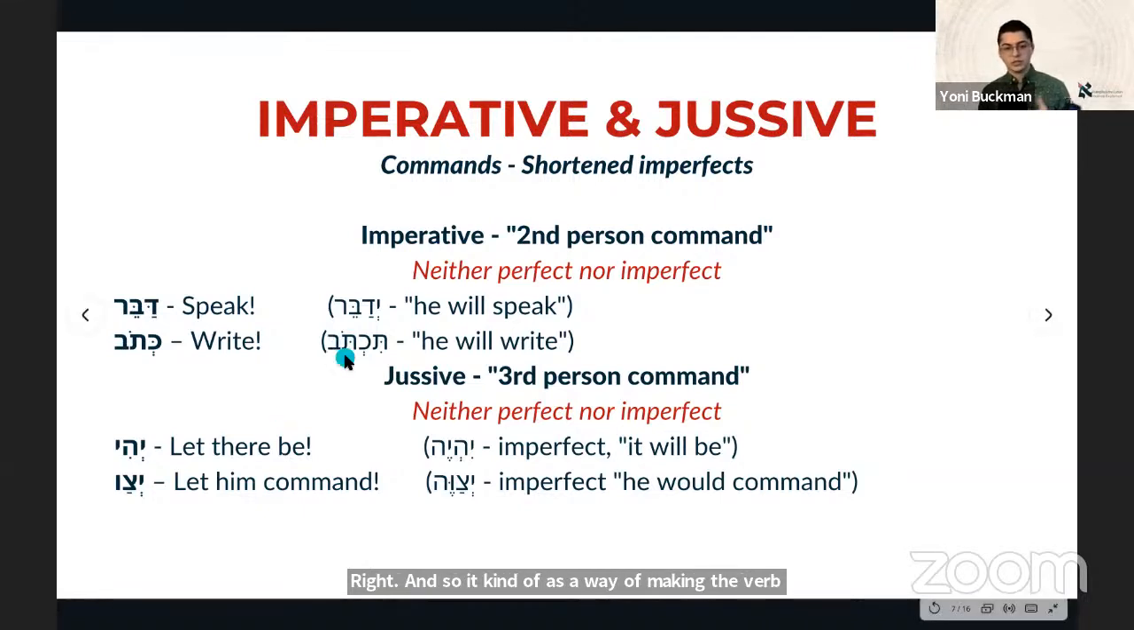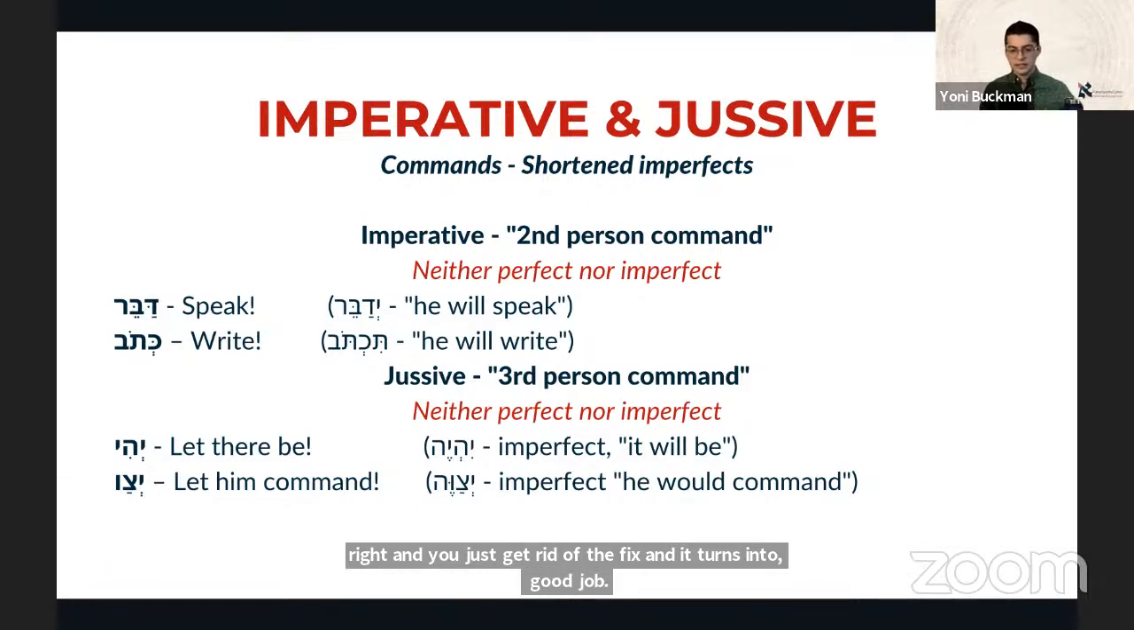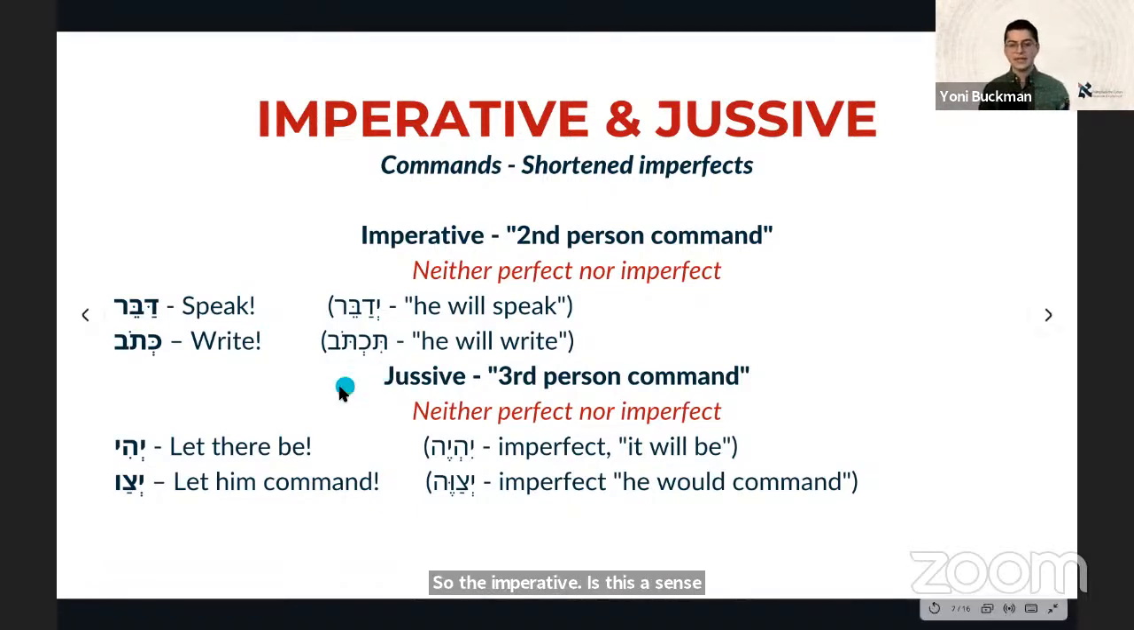So you'll see I took just what I would normally use as an imperfect construction of this verb, where you have yidaber, future tense, he will speak, and I just get rid of the prefix and it turns into daber, speak. Tichtov, also he will write, and you just get rid of the prefix and it turns into ketov. So the imperative is essentially a second person command. You don't really call it perfect or imperfect, you just call it the imperative. So if you were to look in a dictionary, it would not say perfect or imperfect, but it's essentially an imperfect that's been shortened to emphasize the command.